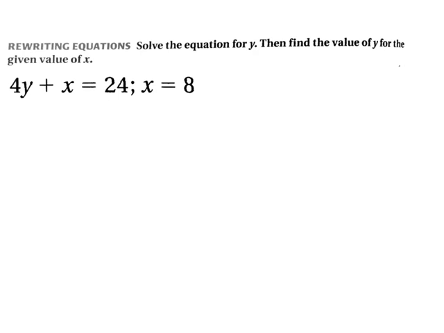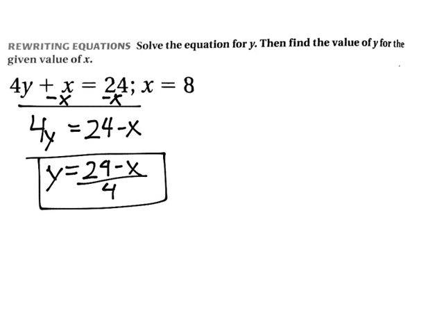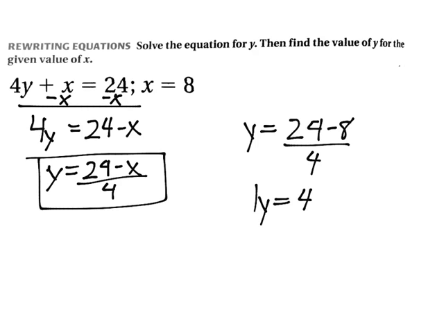Okay, we're going to solve the equation for y, then find the value of y. So we solved this for y, we got 4y. We minus x because we need the y alone. End up with 24 minus x. Divide by 4 and you get y equals 24 minus x divided by 4. Okay, and that is solved for y. Substitute 8 in and you get y equals 24 minus 8 over 4. And you get y equals, that's 16 on the top divided by 4, y equals 4.